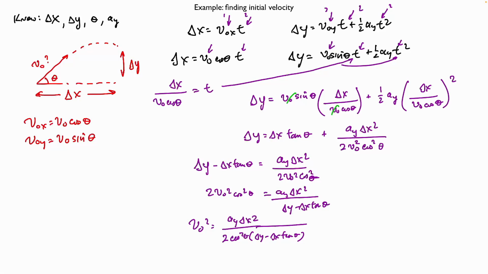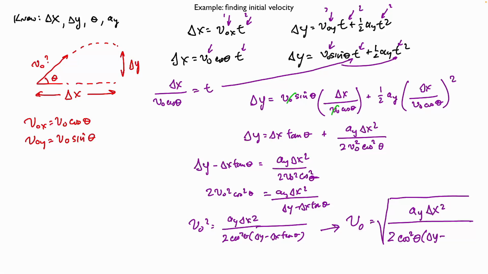Now, what's the last thing I do? I've got a squared right there, so I've got to square root this whole thing, right? So this becomes, and I'll try to write it clearly now, v naught is equal to, and technically plus or minus, but we're not going to write down plus or minus, square root of a_y delta x squared all over 2 cosine squared theta times the quantity of delta y minus delta x tangent of theta. Okay, what is sitting in the green box?